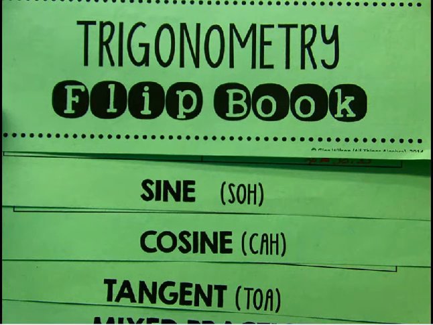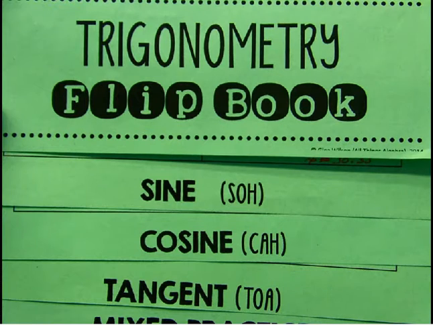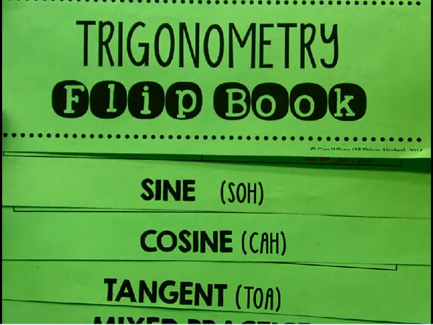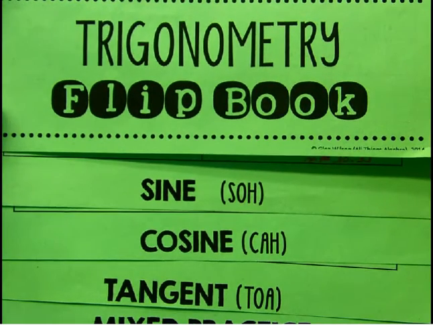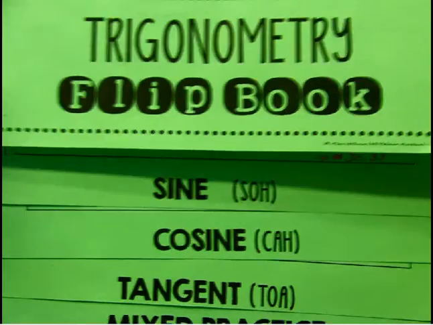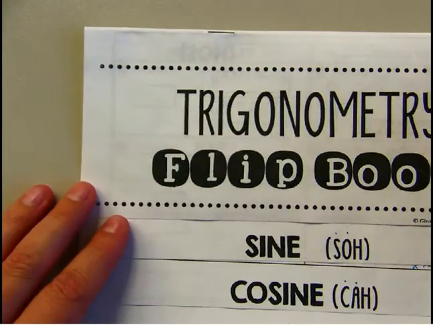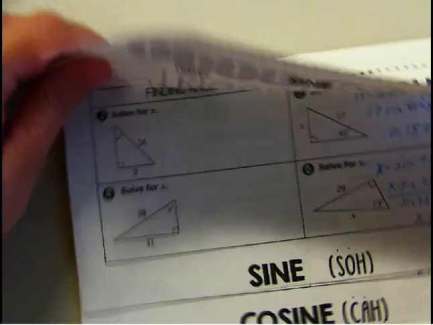So this video is the review for 9.6, so you're going to need the green foldable that I have on the screen. So we're going to be finishing up that foldable by solving some problems involving angles for our right triangles. So I'm actually going to be using a white copy just so you can see it a little bit better on the screen. So in our foldable, we're going to be starting with sine.